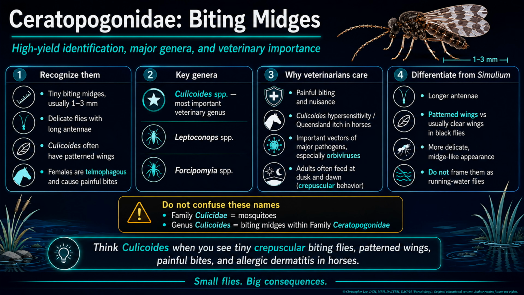Biting midges are tiny, usually 1 to 3 millimeters, delicate, and many Culicoides have patterned wings. Females are also telmophages, so their bite is painful. Veterinary professionals care because Culicoides are involved in hypersensitivity disease in horses and in major vector-borne pathogens, especially arboviruses such as bluetongue virus and African horse sickness. Many feed at dusk or dawn, so crepuscular activity is another clue. The teaching pattern is tiny biting flies, patterned wings, midge habitats, allergic dermatitis, and major livestock viruses.